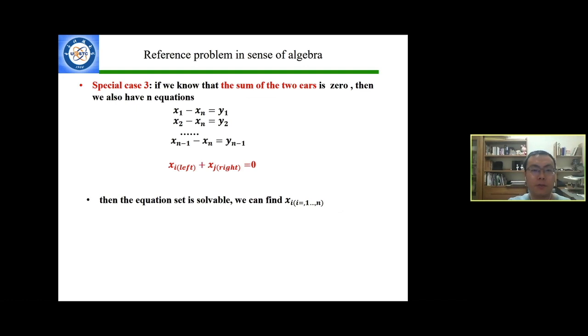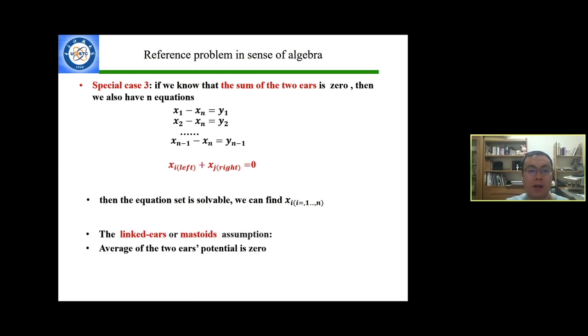In special case 3, if we know that the sum of the two ears is 0, then we also have n equations. That means we can get an additional equation, x left plus x right is 0. Then the equation set is solvable, and we can find xi. The linked ears or mastoids assumption is that the average of the two ears' potential is 0.